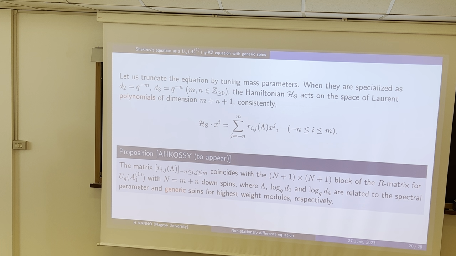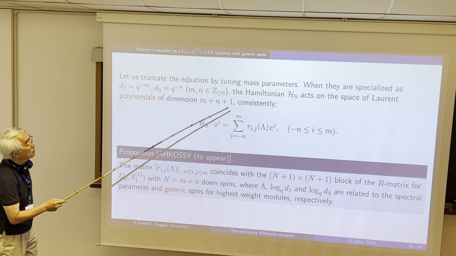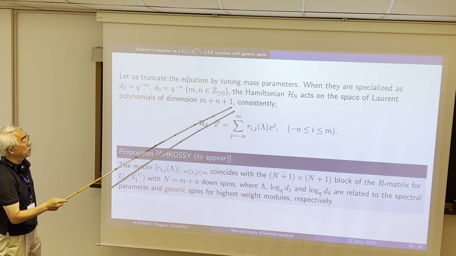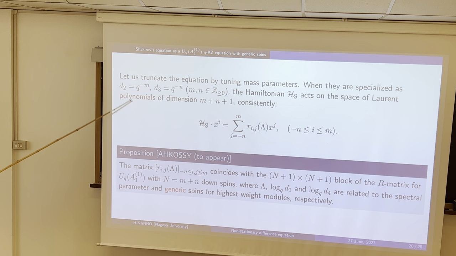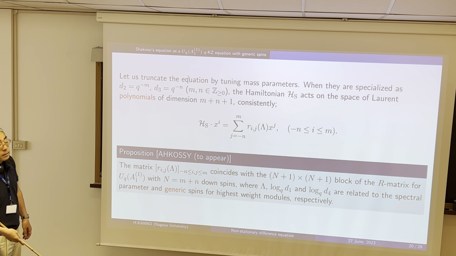So here is some restriction. Let us truncate the equation by tuning mass parameters. There are several choices, I think, but today I will take two mass parameter tunings: d2 is Q to the power minus M, and d3 is Q to the power minus M. This M is not a mass parameter, just a non-negative integer. Then the nice point of this specialization.